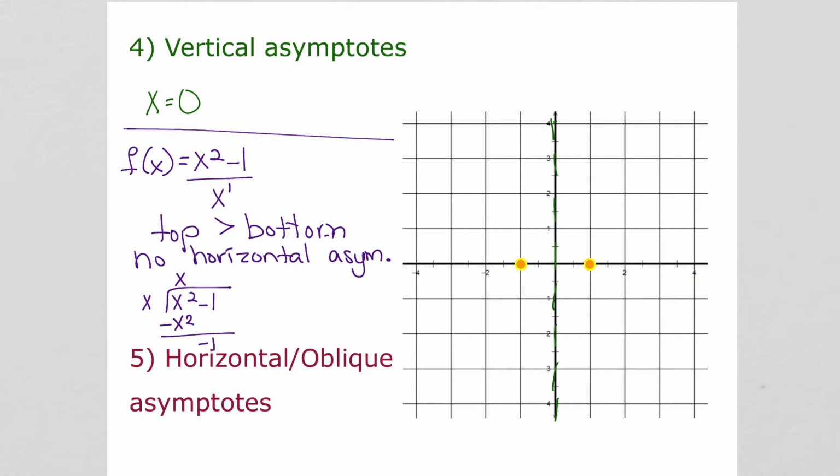Subtract. We've got a remainder of negative 1, but we don't care about the remainder. So the top is our slant asymptote, y equals x. And y equals x is just a line with a y-intercept of 0 and a slope of up 1 over 1.